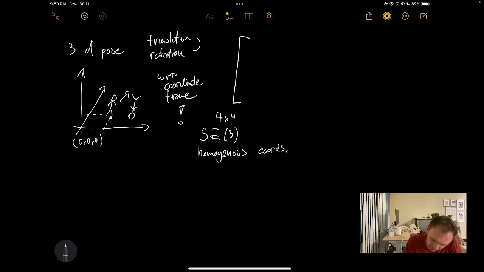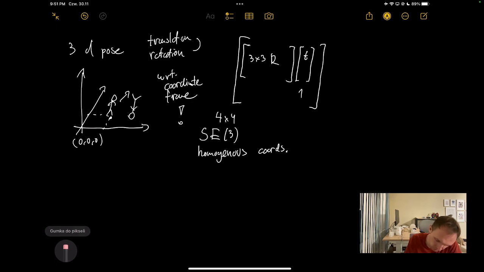How it works is it has this 4x4 matrix with compartments: a 3x3 rotation matrix R, and a 3x1 translation vector t, a tiny little 1 over here, and a bunch of zeros. By the way, for clarity, sometimes I will write zeros as dots, purely to help my handwriting. When you see a dot, you should think 0 inside a matrix.